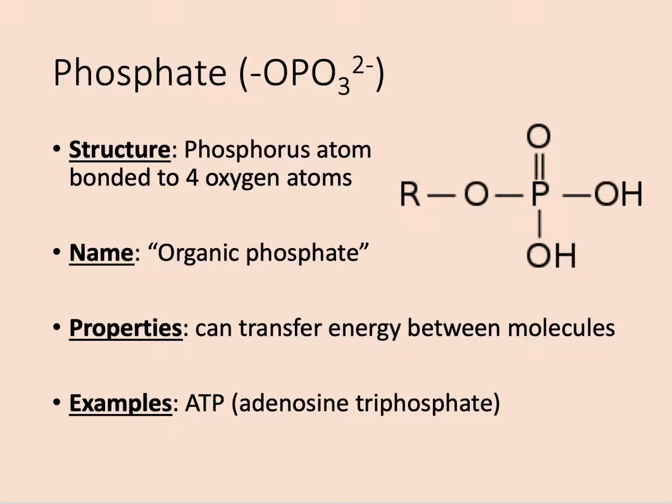It can transfer energy between molecules. For example, ATP is called adenosine triphosphate. That is a super important molecule that you're going to see soon. But ATP has an adenosine group, which we'll talk about later. It's just a carbon chain with a bunch of rings. And then 3, like tricycle has 3 wheels, 3 phosphates attached to it. So there's 3 of these groups attached. They transfer energy by adding on phosphates and removing phosphates. So this is going to come back. This is how living things pass on energy.